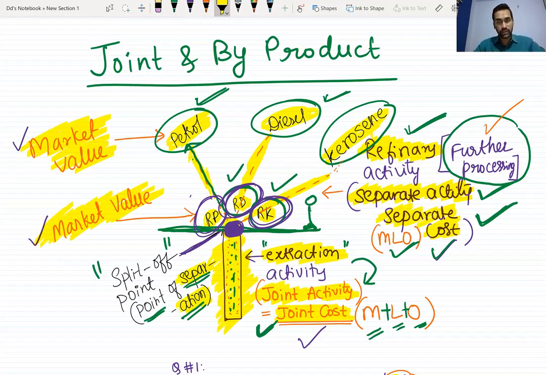We will have to distribute. Tell me, if the joint cost is 10 lakh, is it only for petrol, only for diesel, only for kerosene? No, it is for all the three. If it is for all the three, then we'll have to apportion or distribute for all the three. Correct. Now, how do we apportion? That's what needs to be learned in problem section. Right. Let me go back to textbook.